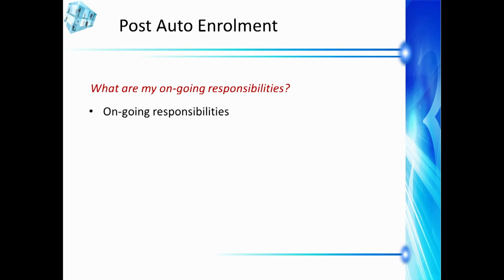What are your ongoing responsibilities? You've got to collect the contributions from your workers, you've got to add your own contributions to it, and you've got to hand those across through to the pension provider either by the 19th of the month if it's a non-electronic payment, or the 22nd of the month if it's an electronic payment. So it's very similar to the way that you hand the cash over to HMRC.